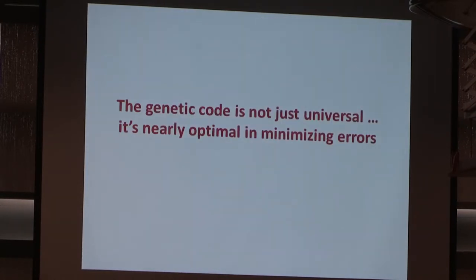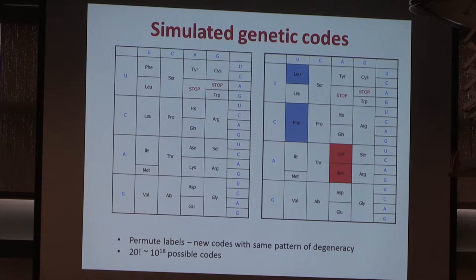Now, the thing about the genetic code that you may not know is this. Everybody knows that the genetic code is universal. Every organism on the planet has, with some minor exceptions, more or less the same genetic code. But the other thing that's interesting about it is that it is optimal in minimizing errors. So what do we mean by this? So here is a calculation that was done back in the middle 1990s by Hagen Hurst and many other people since then. And the idea is this.